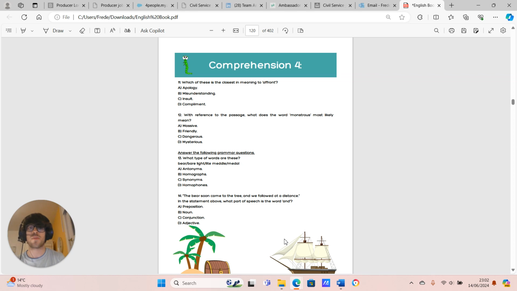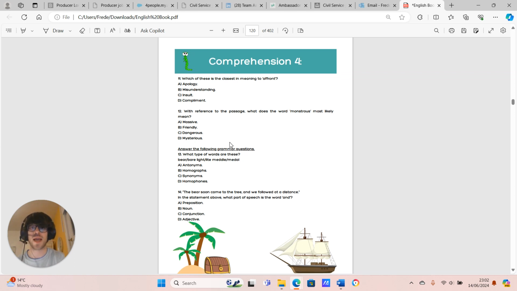Which of these is the closest in meaning to affront? We defined affront. What did affront mean? It means to cause offence, an act of offence, O-F-F-E-N-C-E, to offend, to insult. Has to be C. With reference to the passage, what does the word monstrous most likely mean? Well, the monstrous bear, this huge bear that this massive stone does no damage to. It's massive. Has to be A.